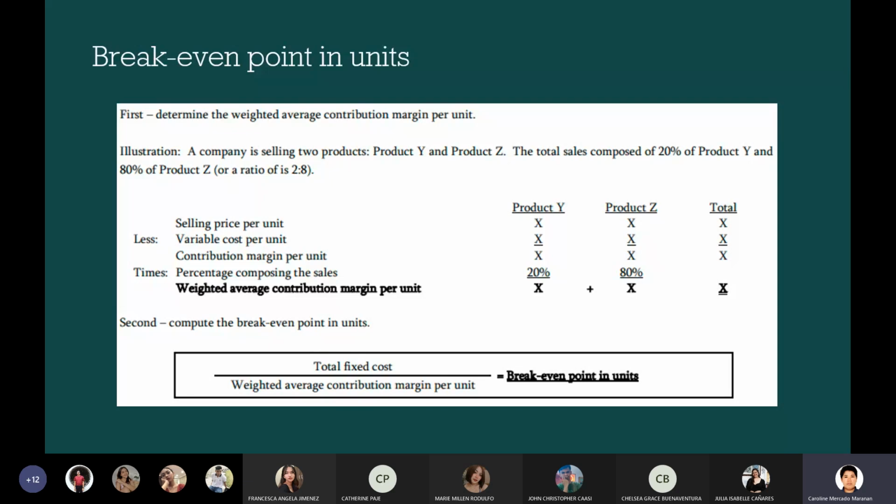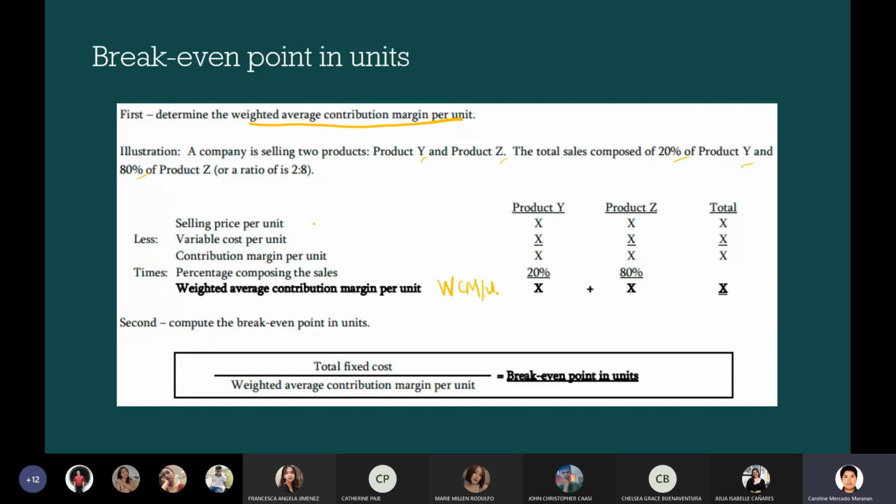First, determine the weighted average contribution margin per unit. WCMU. Okay? O, lalagay natin WCMU, or weighted average contribution margin per unit. So, you have here, kunyari, a company is selling 2 products, product Y and Z. The total sales composed of 20% of product Y and 80% of product Z. So, that's the sales mix of both products, 20% is to 80%, or 2 is to 8.